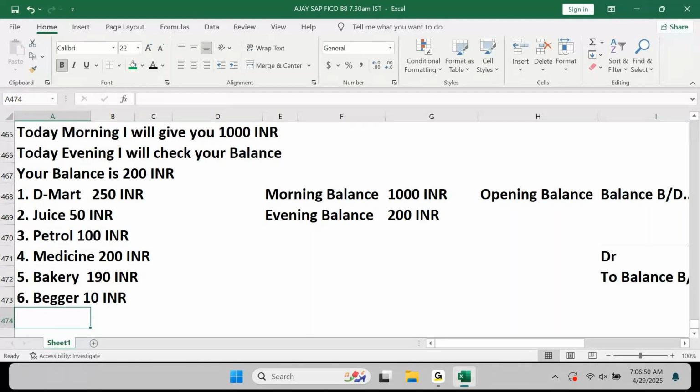If I say I spent 250 rupees in DMart, can I give you proof? Yes, you can show the bill. What proof can I give? I can give you the bill. See, 250 rupees bill from the DMart. These items I purchased in DMart. For juice, no. Yes.